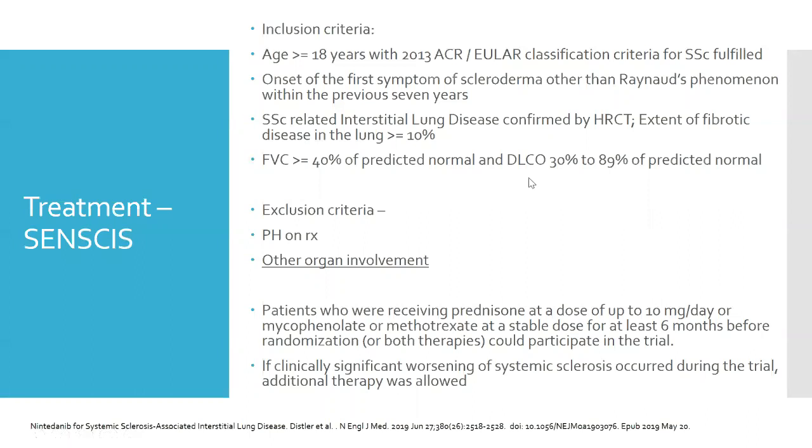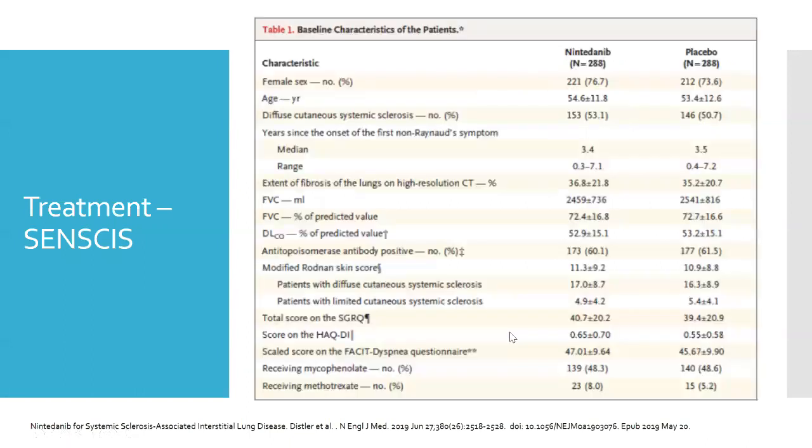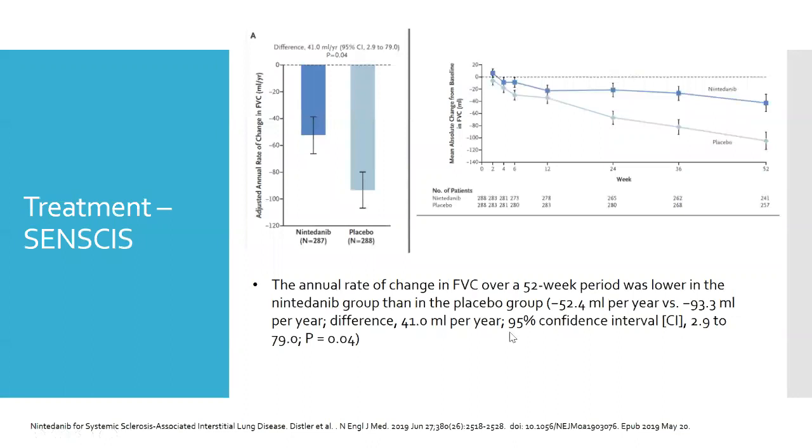And an important point to remember here is that patients who were on prednisone up to a dose of 10 milligrams or were on mycophenolate or methotrexate at a stable dose for at least 6 months were actually allowed to participate in the trial. So they could be on some mycophenolate. Baseline characteristics, again, were pretty well matched.